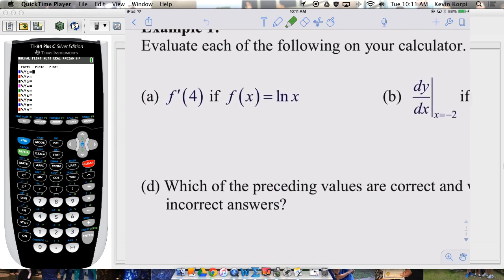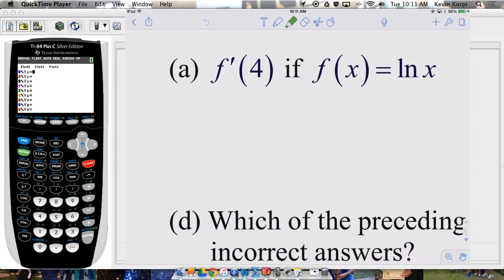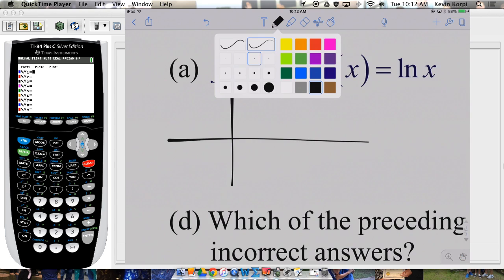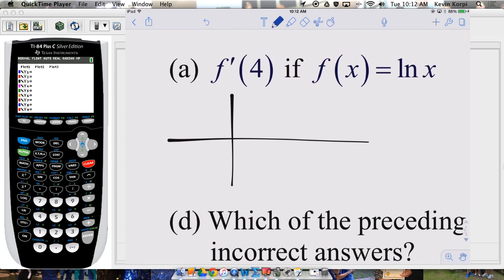It says evaluate each of the following on your calculator. We've got f prime of 4 if f of x is the natural log of x. Now, before we do that, let's just review what the natural log of x is, right? That's going to be a function that has a vertical asymptote here, and it's monotonic increasing. What is the x-intercept? 1. Very good. The natural log of 1 is what? 0.